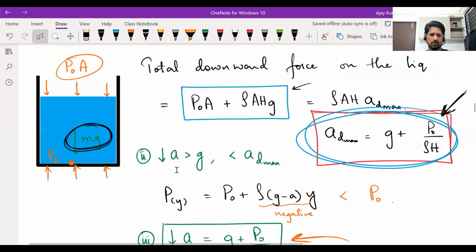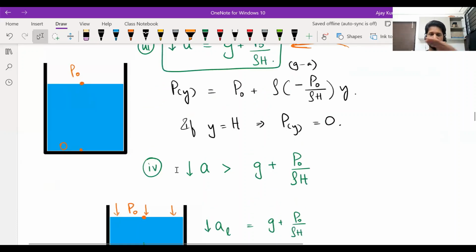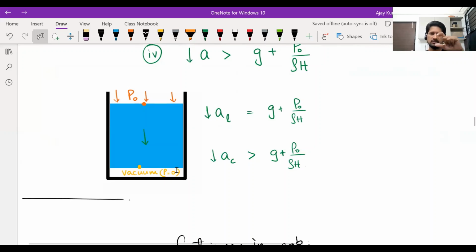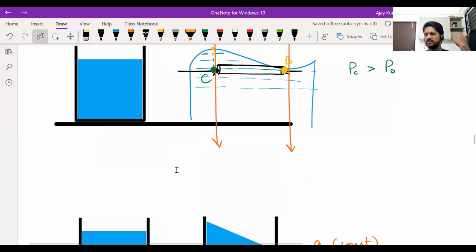Okay, we discussed the functioning of a suction holder. And if the container goes down with an acceleration equal to g plus P naught by rho h, which is the maximum acceleration the liquid can manage, then the pressure at the bottom will become zero. If the container accelerates any faster than that, the liquid cannot keep up with it. You will see a vacuum. I mean, you will see an empty space forming there. Okay. And we solved one problem. After that, the discussion was about the free surface of a liquid.